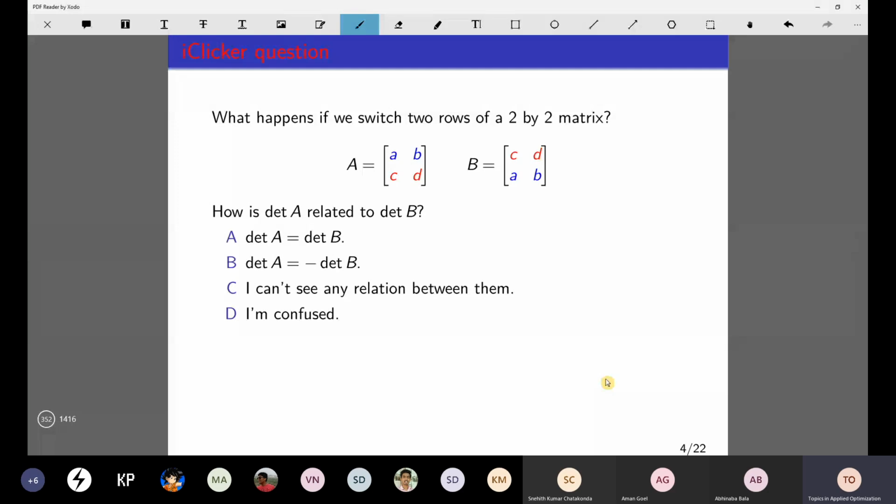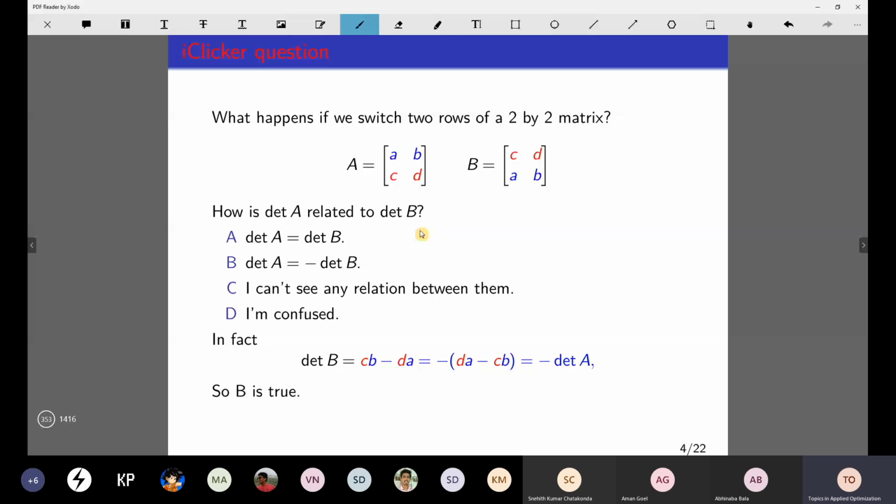So what happens if we switch 2 rows of a 2 by 2 matrix? Let us say we swap these 2 rows and we got B. What will happen to the determinant? These are properties that you may recall from the previous courses.